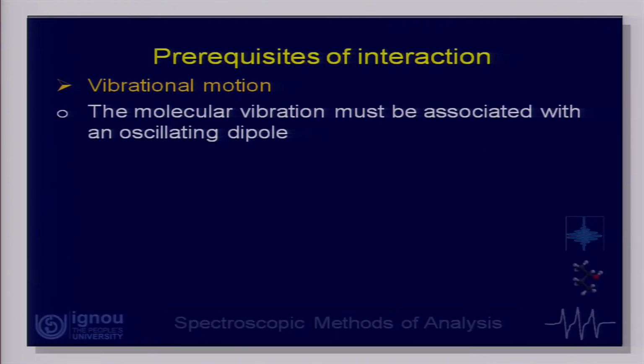So, we find that the prerequisite here is that the rotational motion of the molecule must be accompanied by some kind of oscillatory dipole moment change. That is a prerequisite for the rotational spectrum to be observed. Let us take one more example. If I look at vibrational motion, the prerequisite here is that the molecular vibration must be associated with an oscillatory dipole, a similar condition.